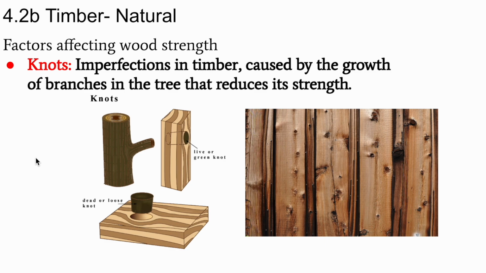Knots are imperfections in timber caused by the growth of branches in the wood that reduces its strength. Knots affect the structural integrity of wood. They make it weaker, and so it's better to have wood that has fewer knots in it as compared to wood that has more knots in it.